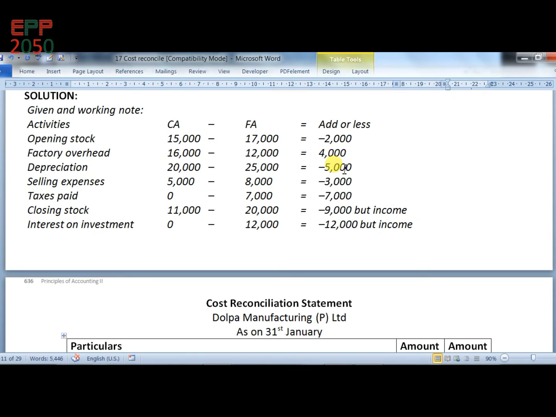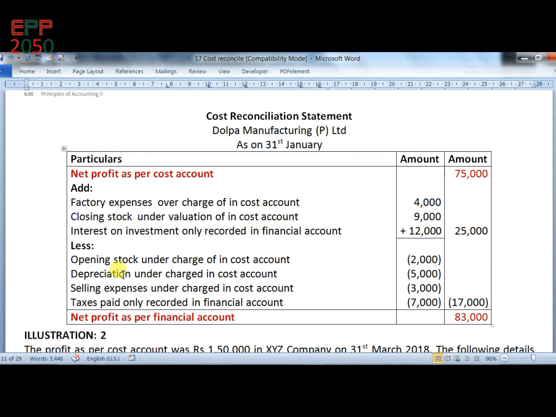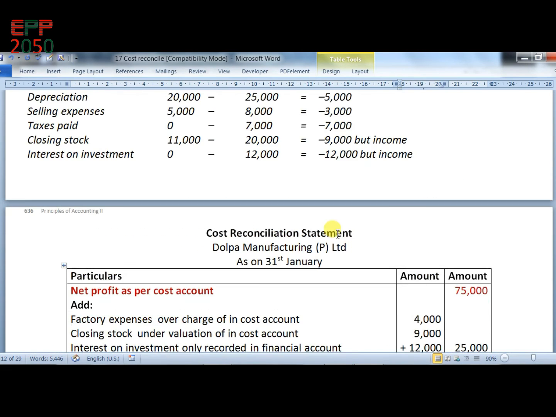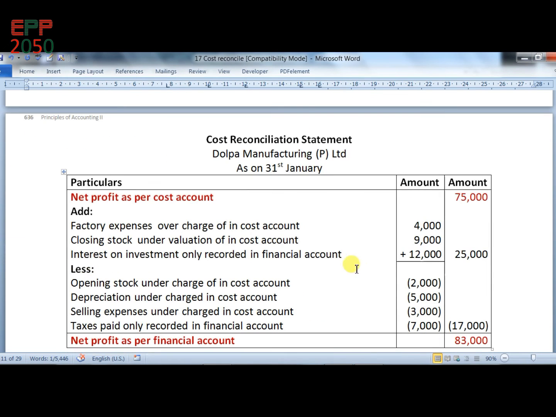Now go for the less transactions or deduct transactions: 2,000, 5,000, 3,000, 7,000. These are the deducted transactions. For the 2,000, opening stock under valuation in cost accounting. Now go for the 5,000, depreciation under valuation in cost accounting. Depreciation undercharge or under valuation in cost accounting 5,000.